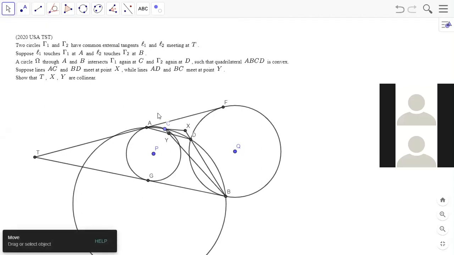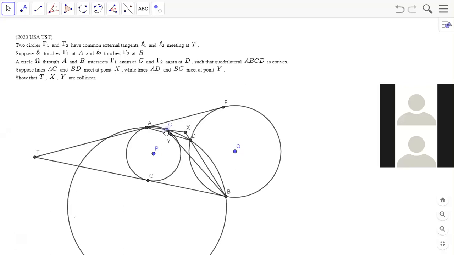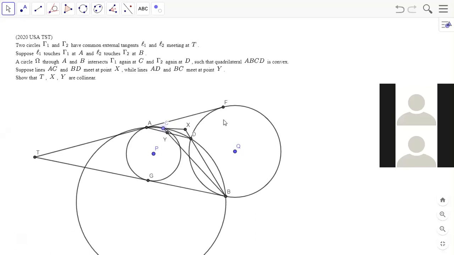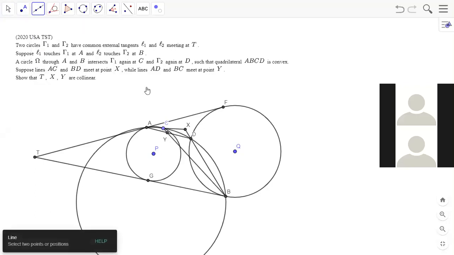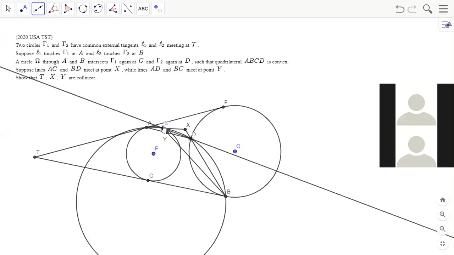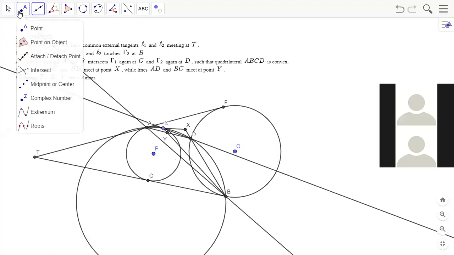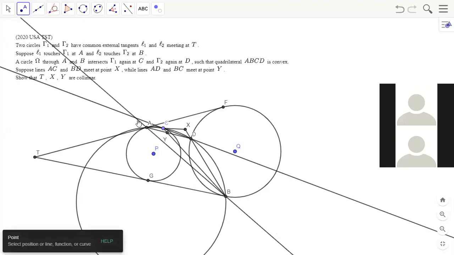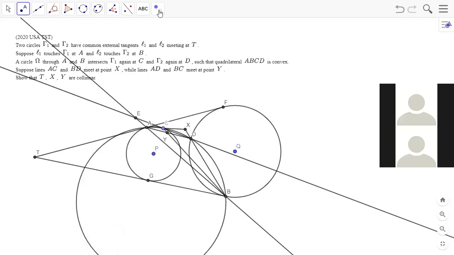All right, so we want to show that T, X, and Y are collinear. This looks like Brocard's theorem. Yeah, it does look a little bit like it, right? Because of the way it's set up. So if we let AB and CD meet at a point, then we should prove that T lies on the polar of that point. So let AB and CD meet at a point, and then XY is the polar of that point, right? Yeah.